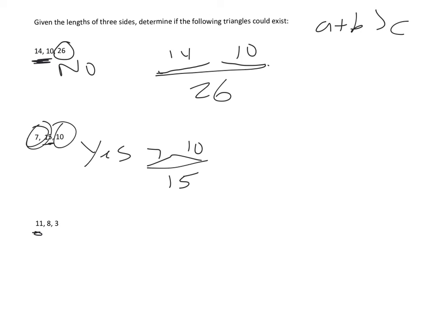Here, 11 is my longest side, so there's 11. With 8 and 3, well, that would get me across, but it wouldn't make a triangle. It would actually end up being a flat line. So 11 is the biggest, but 8 and 3 are not bigger than 11. They have to be bigger. So this is right at the limit, but it will not be able to make a triangle.